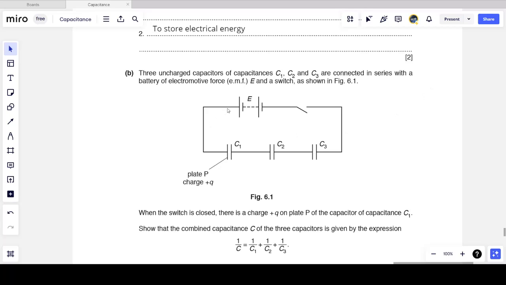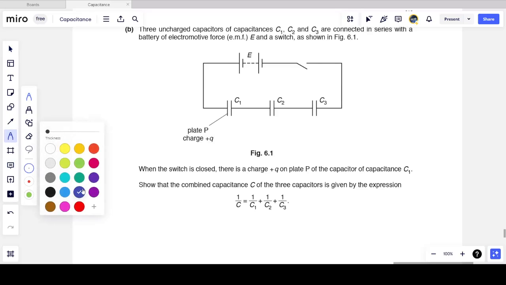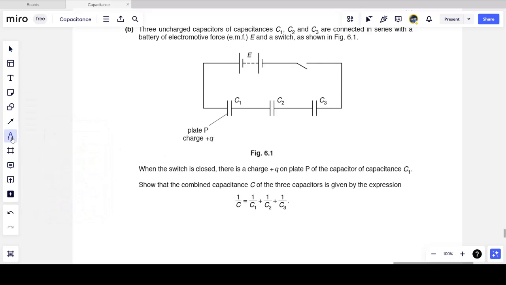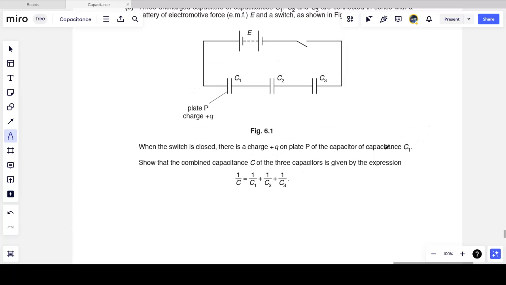We're then told that three uncharged capacitors of capacitances C1, C2, and C3 are connected in series with a battery of electromotive force E and a switch as shown in the figure. When the switch is closed, there is a charge plus Q on plate P of the capacitor of capacitance C1. Show that the combined capacitance of three capacitors is given by 1 over C is equal to 1 over C1 plus 1 over C2 plus 1 over C3. Essentially, they're asking us to derive the equation for equivalent capacitance for capacitors in series.